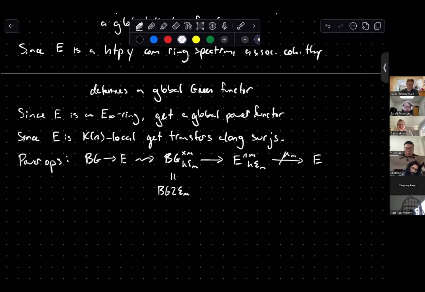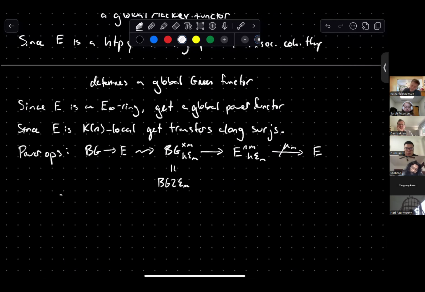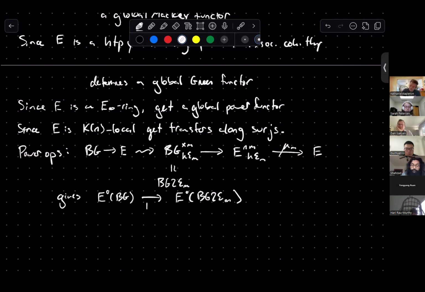And so what have we done here? Well, we've produced a map from the E cohomology of BG to the E cohomology of BG wreath sigma M. And that's our power operation. So this is P_M. So that's where the power operation comes from.